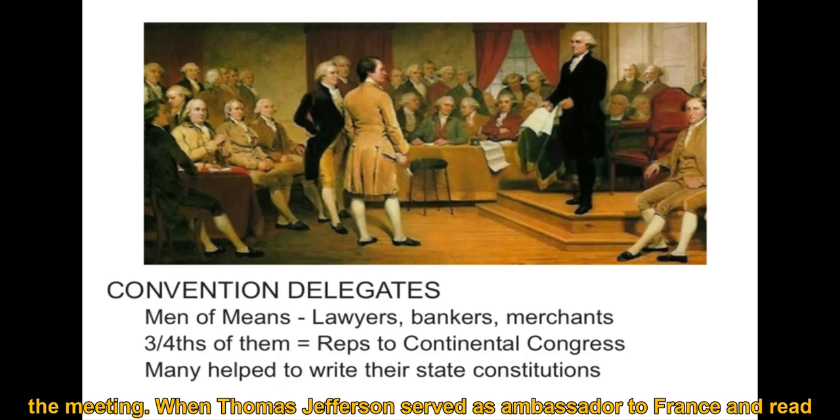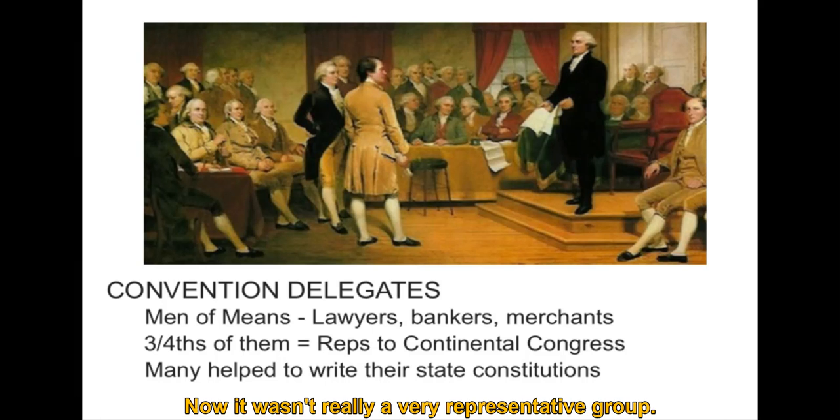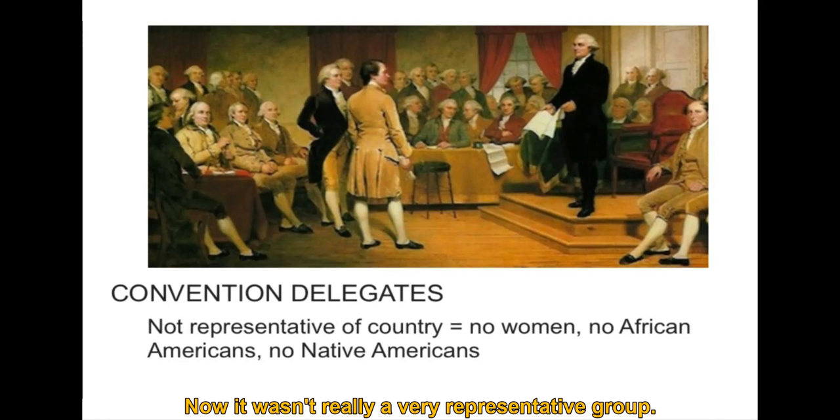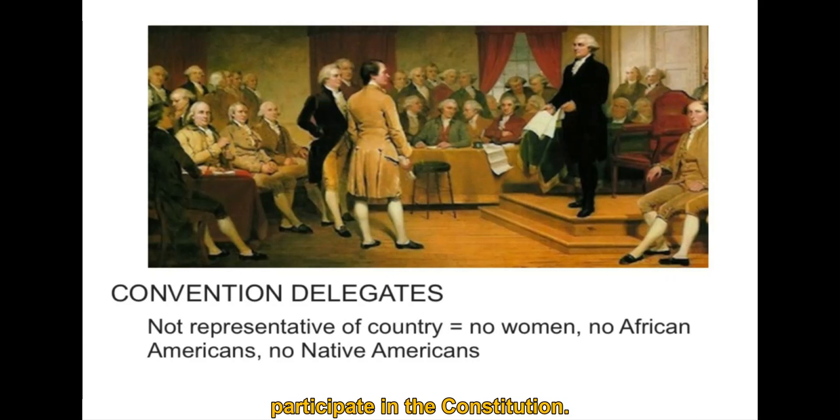When Thomas Jefferson served as ambassador to France and read the list of delegates, he wrote, "It's really an assembly of demagogues." Now, it wasn't really a very representative group. There were no women, no blacks, or Native Americans invited to participate in the Constitution.